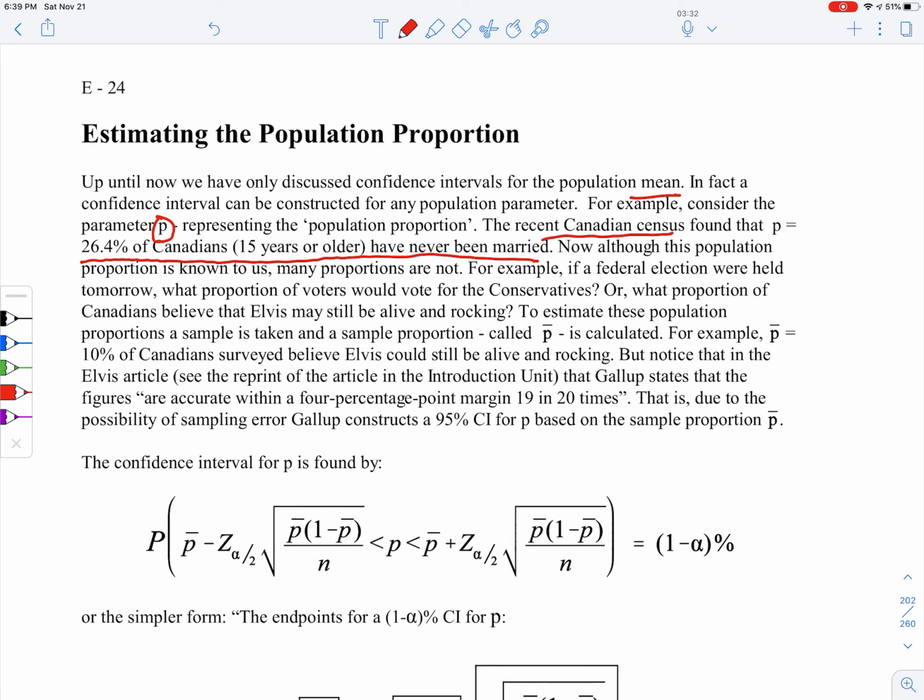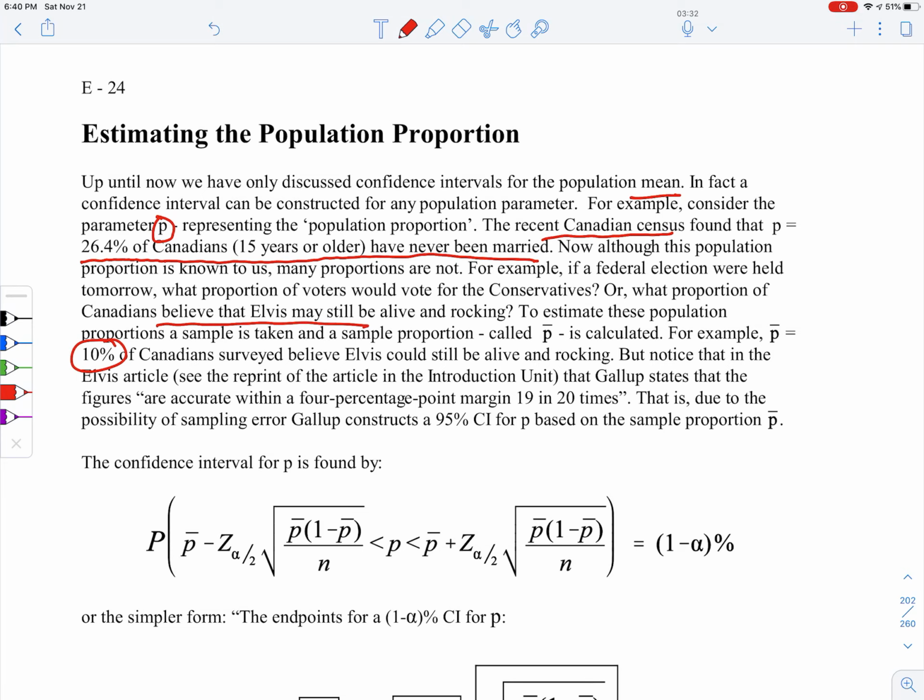Now, that's census data, which StatsCan has gathered from the last census, but what if we don't have access to the resources of Stats Canada, and so we want to find out, say, how many Canadians believe that Elvis is still alive and rocking, which is what we saw back in the end of Unit I. So we found out that 10% said that they believe that he's still alive and rocking. We'll take a quick look at that a little bit later.